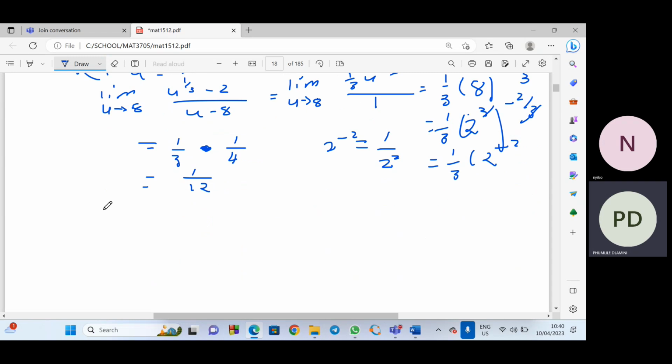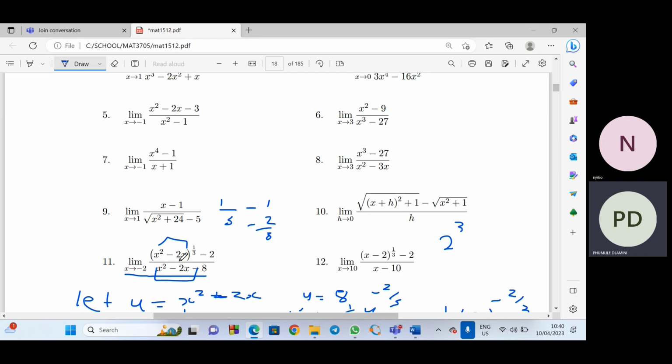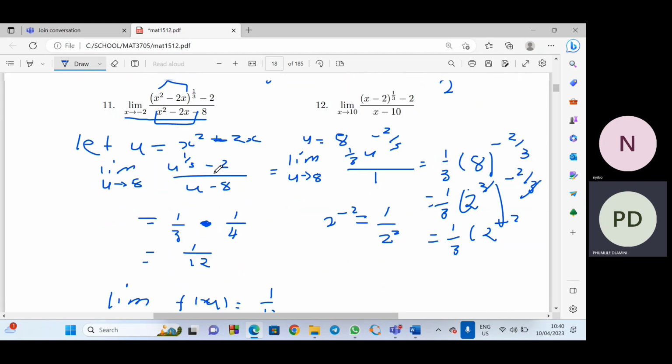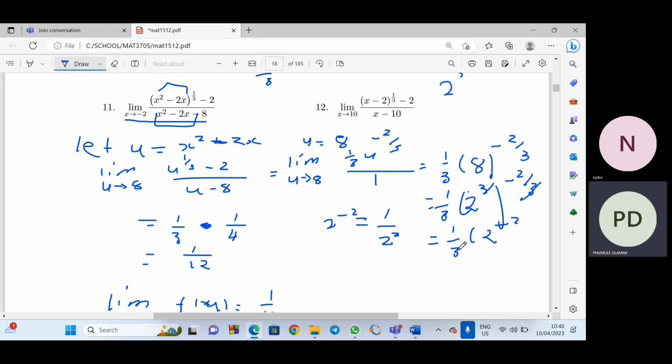So when we get 12, this is indicating that our limit when u approaches 8 of f of u equals 1 over 12. So if we check this answer here, you'll find that it's the answer that I worked with a different method. I was trying to simplify my life so that I don't go through a lot of steps whereby I will have to be differentiating in different ways.